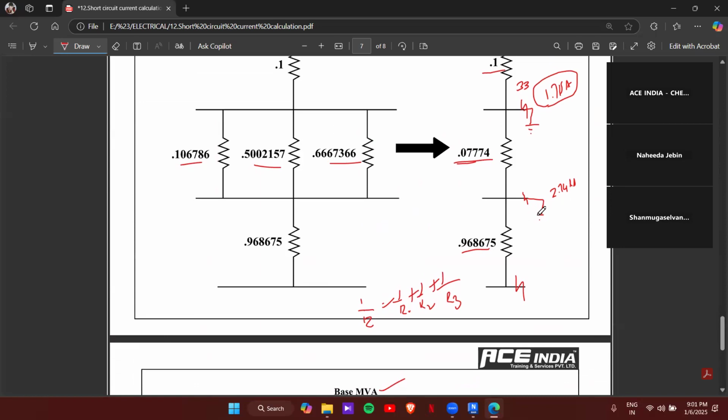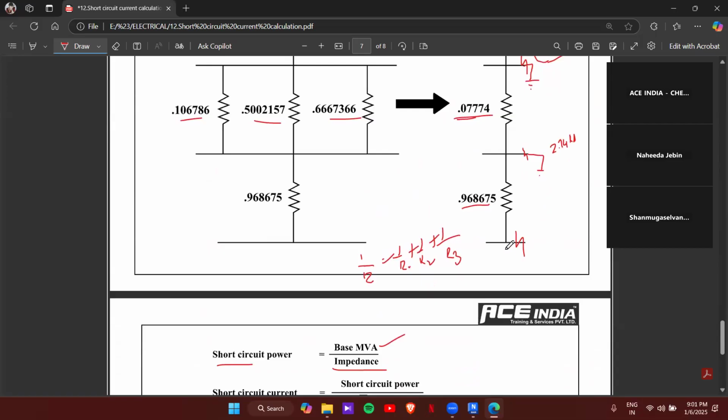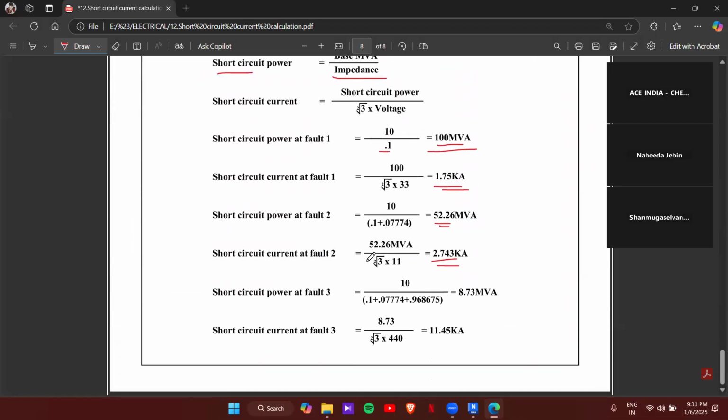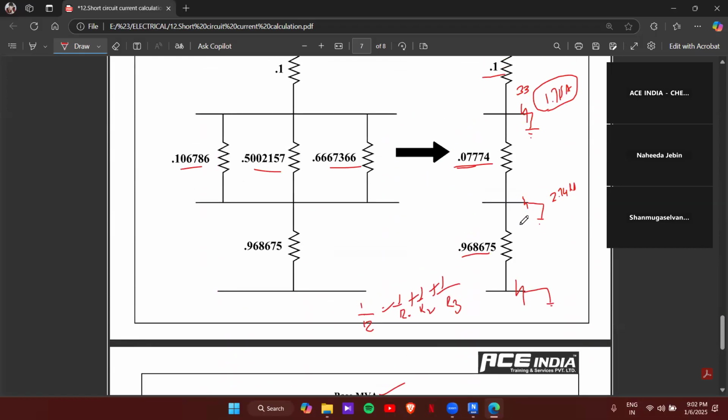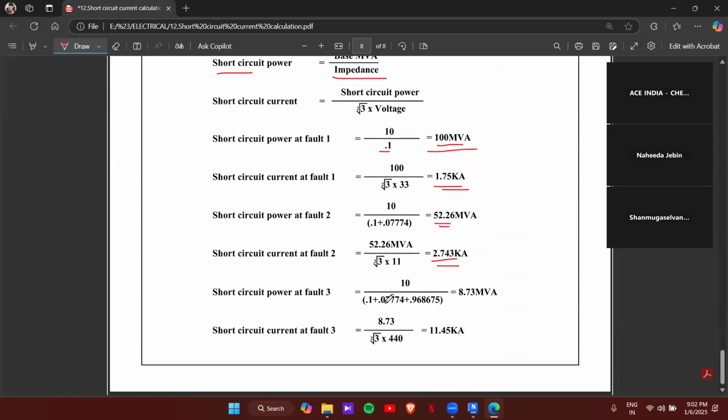Okay. Now coming to fault 3. The same condition applies here. When it comes to fault 3, the base MVA is 10 and the impedance will be the sum of fault 1 plus fault 2 and fault 3. Same condition. What if the fault 2 earthing fails? The short circuit current will come to the distribution side. So the earthing on the distribution side should have the capacity to earth the fault at 1 and 2 plus 3. That's it. So we'll add these three, then you'll get 8.73 MVA.